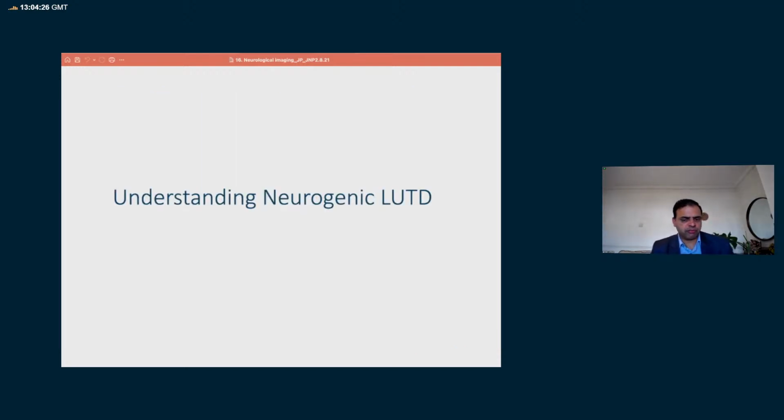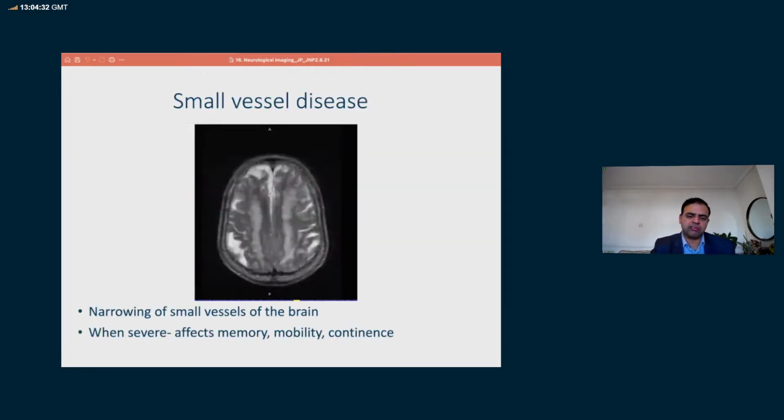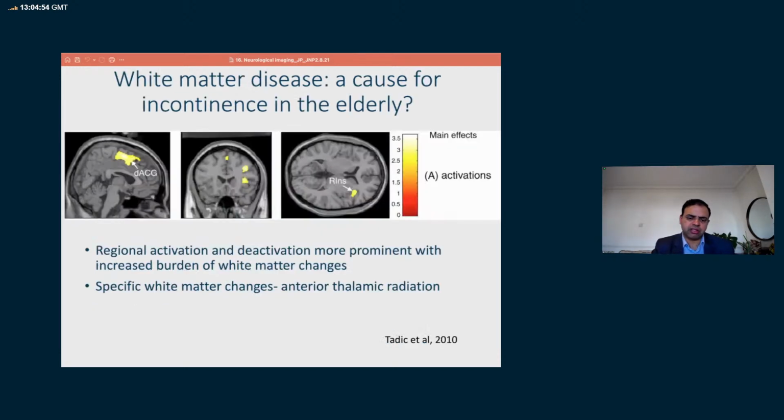So there are several studies, small studies in Parkinson's disease, but I will focus on small vessel disease. Now, this is a condition that affects the elderly where it doesn't present as a stroke, but often presents with a progressive syndrome of urinary incontinence, problems with mobility, and problems with memory. And studies have demonstrated a relationship between white matter changes and urgency incontinence.